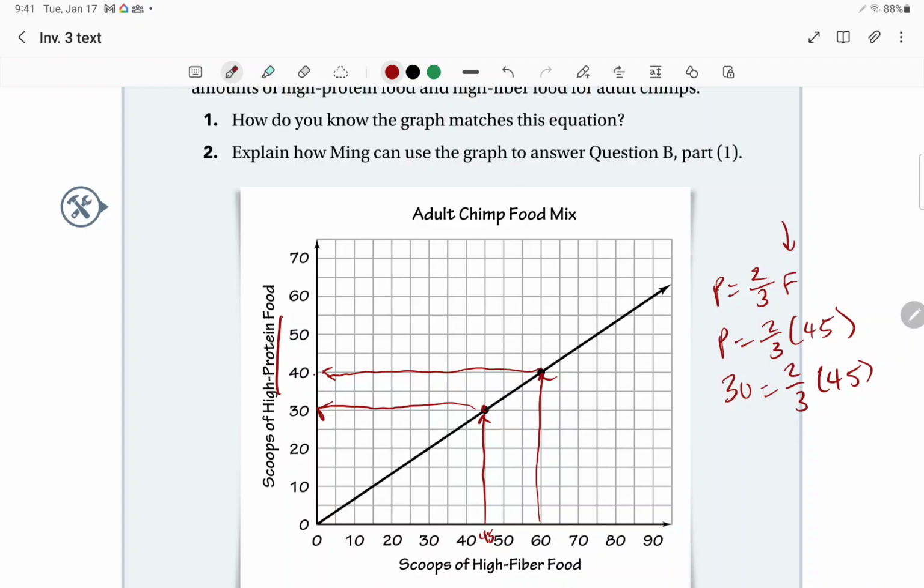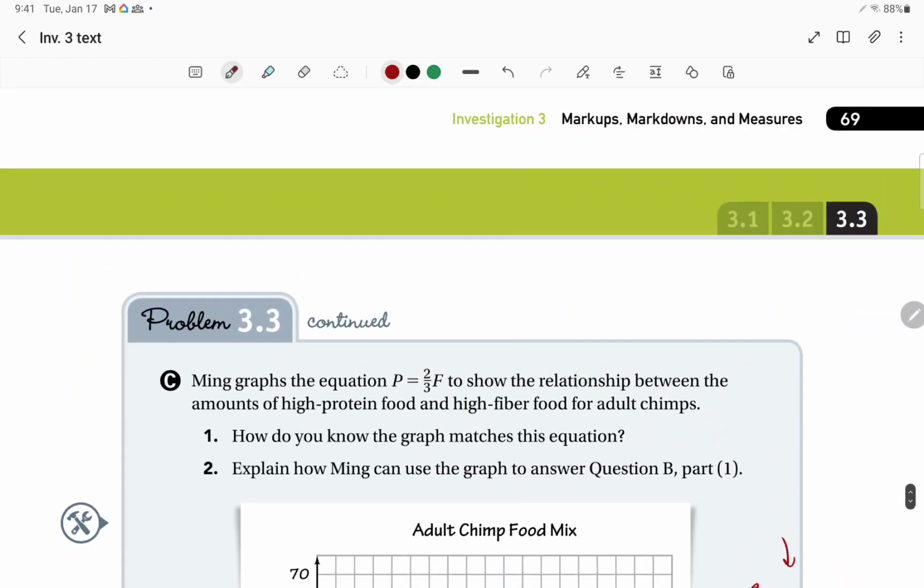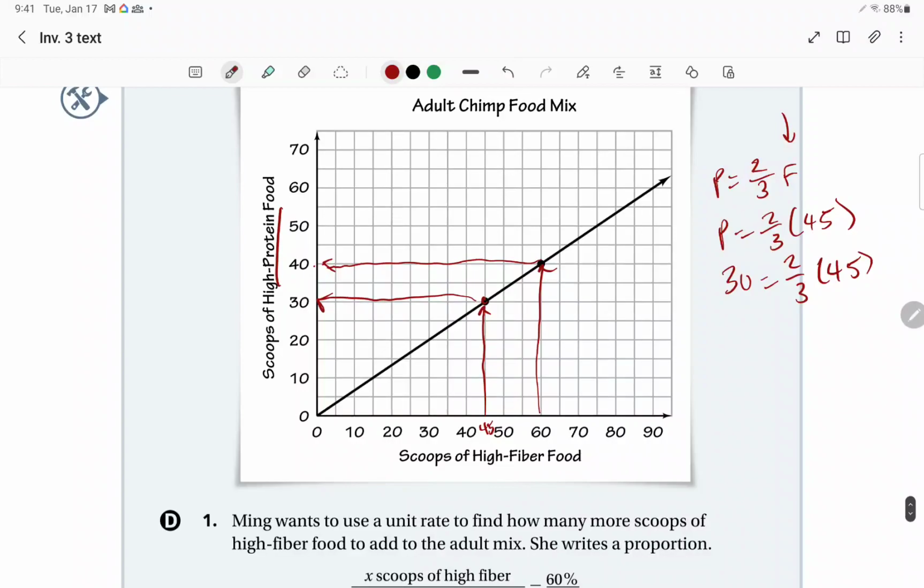And then number 2, how can you use the graph to answer the questions in part B above? Well, again, if you know how much fiber or protein, you just follow the graph. So if we knew that there's going to be 60 cups for the fiber, just follow that up to your line, and then from your line go straight over to your other axis to figure out how much protein you would use. So you would use 40 and 60, and we could even do it here. If we have 30, go up, we would then need 20 cups of the high protein. And again, this is for the adult chimp mix.